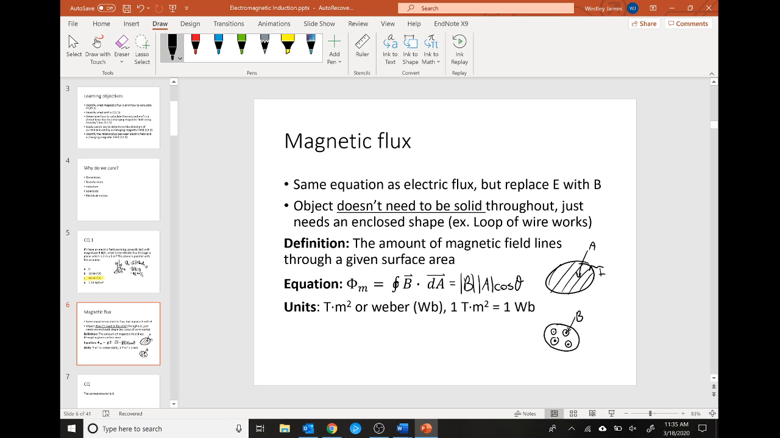The units are Tesla times meter squared, or I don't know if this is Weber or Weber. I'm actually not certain on the pronunciation because we never even really use this terminology. I've never heard anyone refer to it as such. We usually just use the Tesla times meter squared.